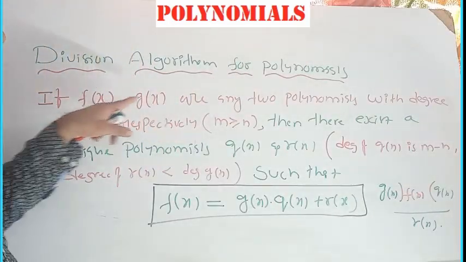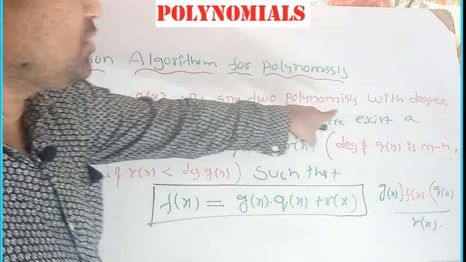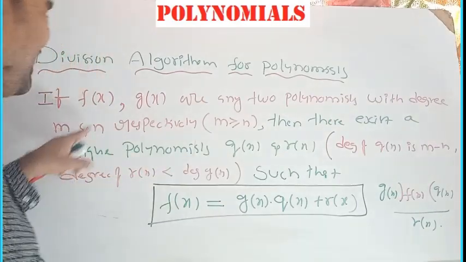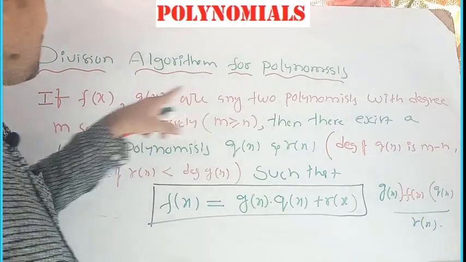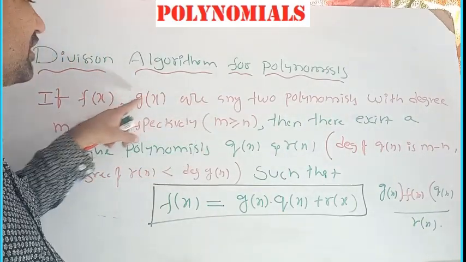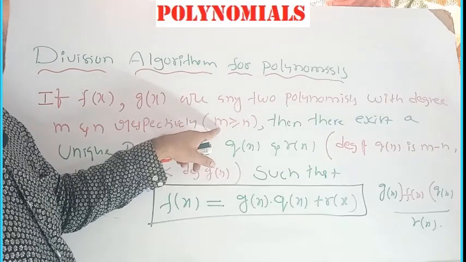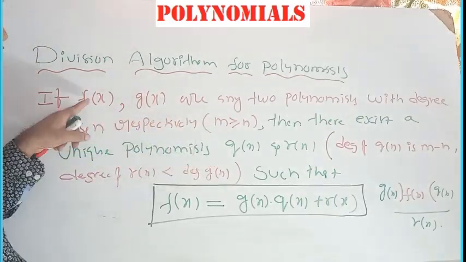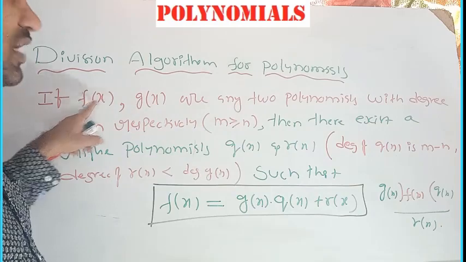f of x, g of x are any two polynomials with degrees m and n respectively. Means degree of f of x is m and degree of g of x is n. In bracket, m greater than or equal to n, means degree of f of x should be greater than or equal to degree of g of x.